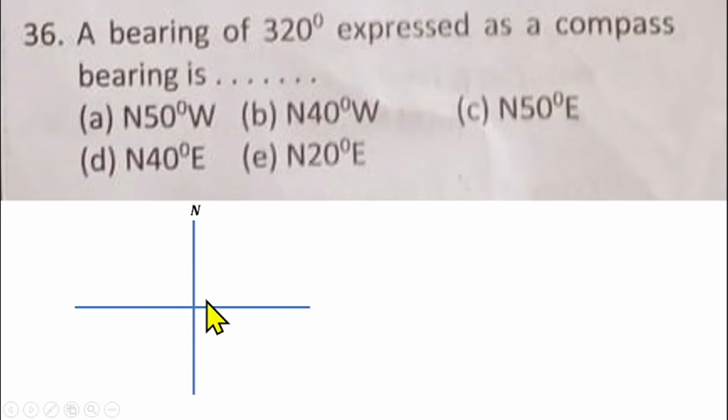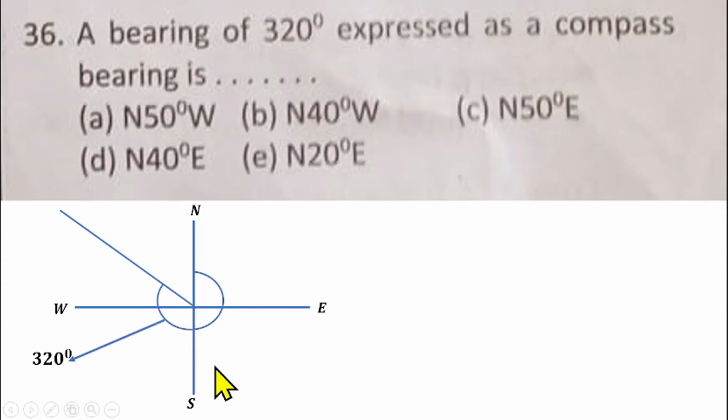So you draw a line. This is north, south, west, and east. So 320 will fall here. Draw a straight line. Then the angle is going to be from the north to this line. So that's the bearing of 320 degrees.